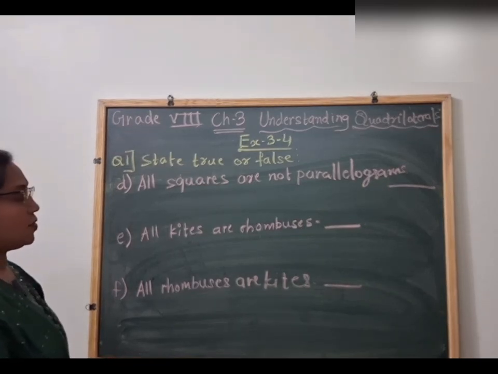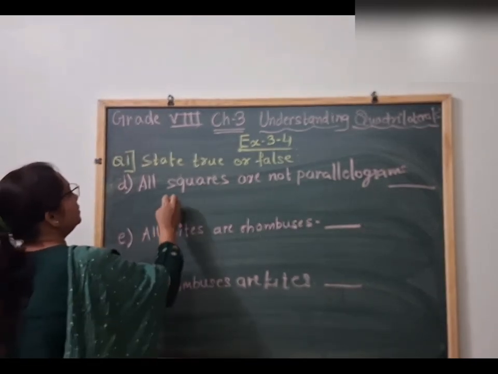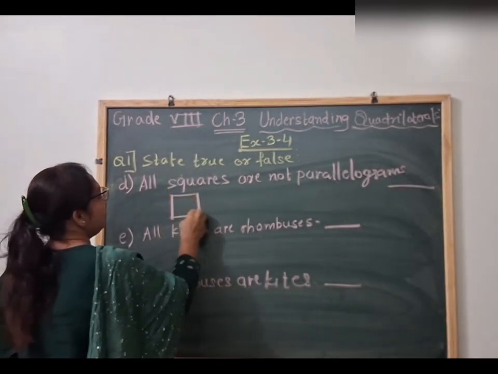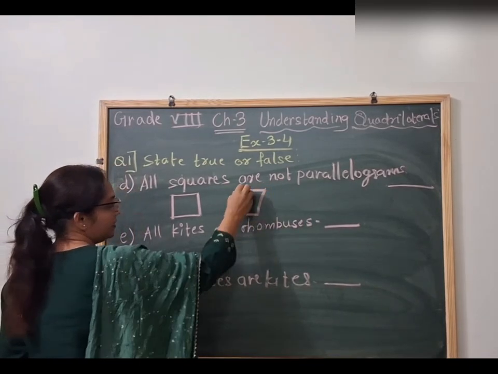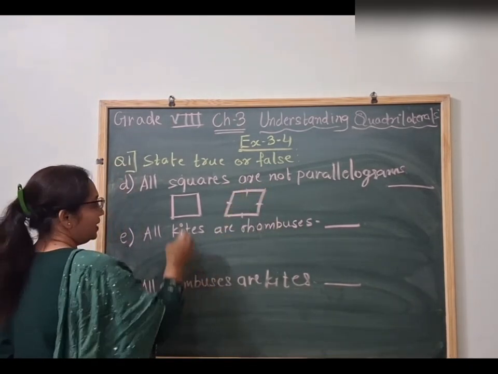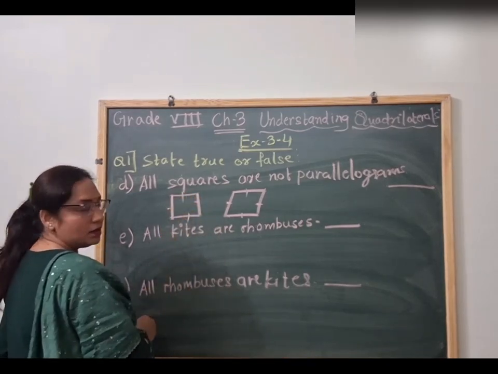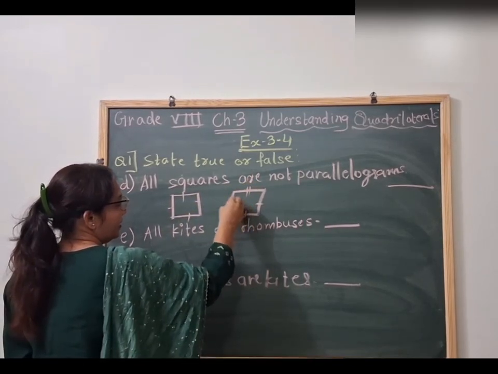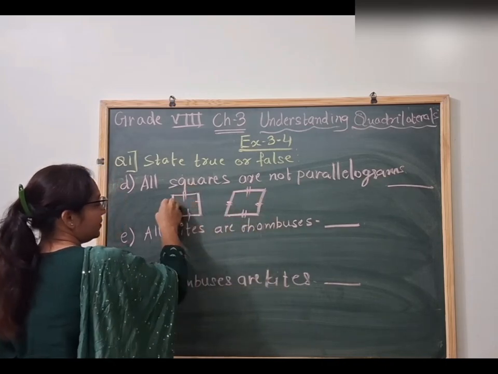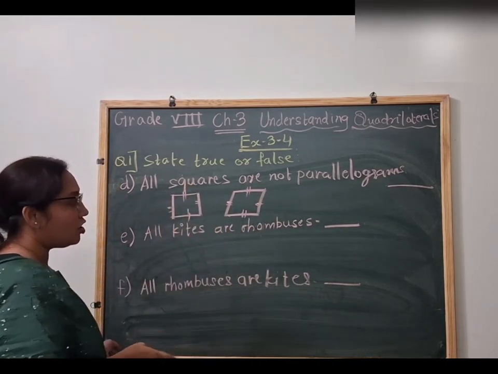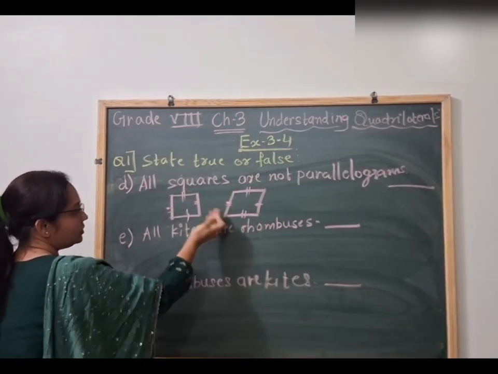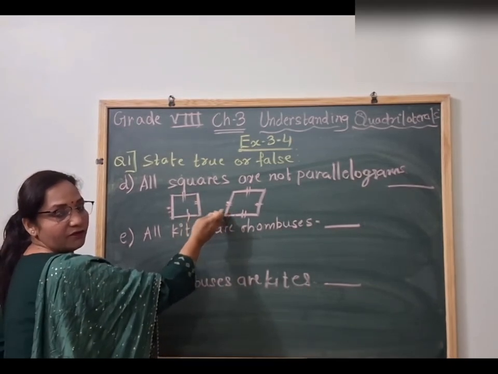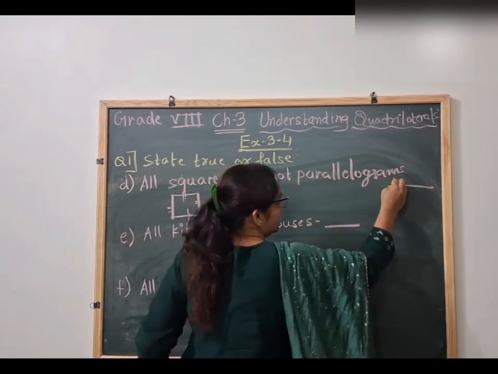It says all squares are parallelograms. Let us see. I draw a square here and I draw a parallelogram here. Okay, now in a parallelogram all the sides are equal. Yes. While in square also all the sides are equal. Opposite sides are parallel. So here also opposite sides are parallel. So all squares are parallelograms. The statement is false because all the squares are parallelograms, which we have proved here. So this is false.